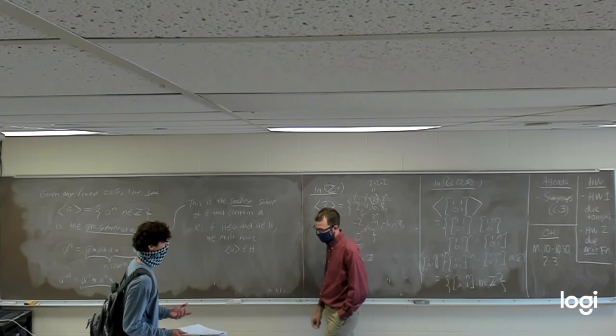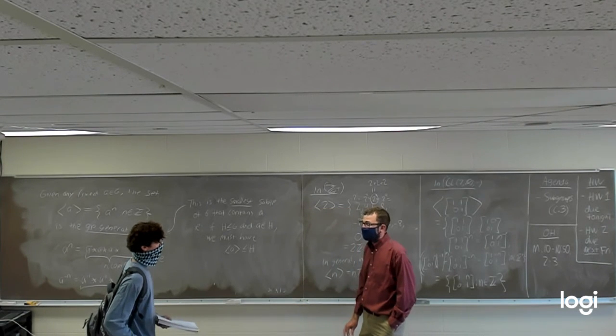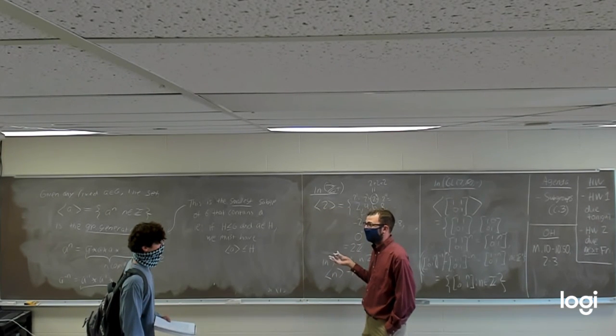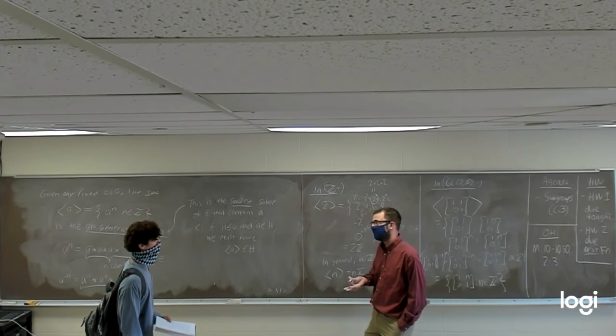General linear group. So GL is just general linear. I don't know where the name general linear group comes from originally, but it's just the group of invertibles.